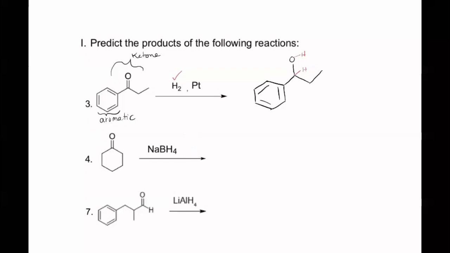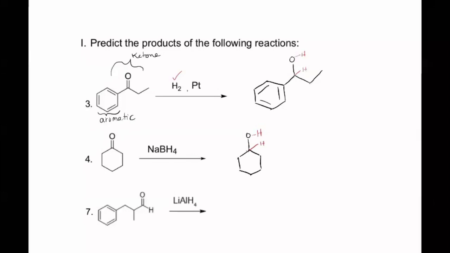So what I'm going to do with my molecule is redraw it as given. Next, the double bond is going to turn into a single bond. And just like we saw in the hydrogenation, the oxygen will connect with a hydrogen, and the carbon in the carbonyl will connect to a hydrogen.